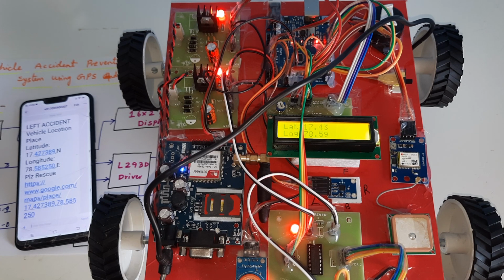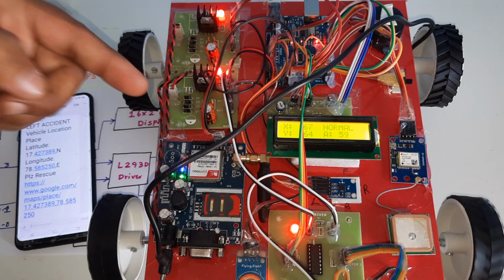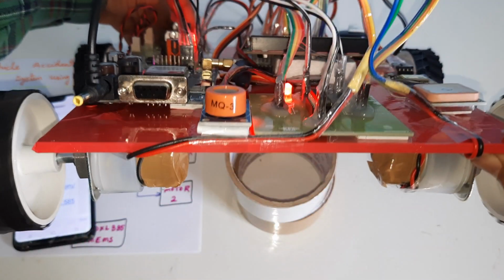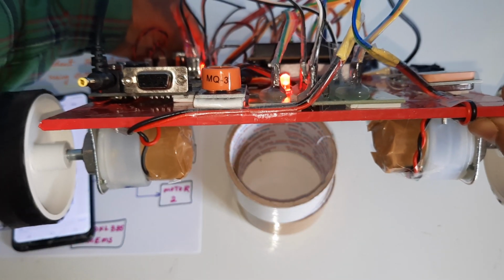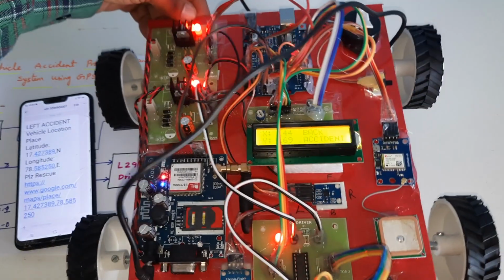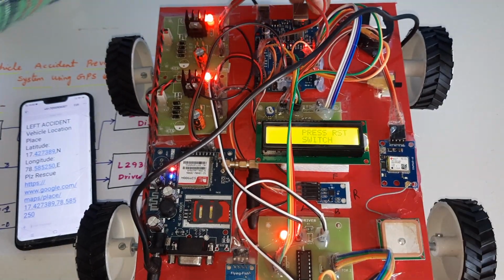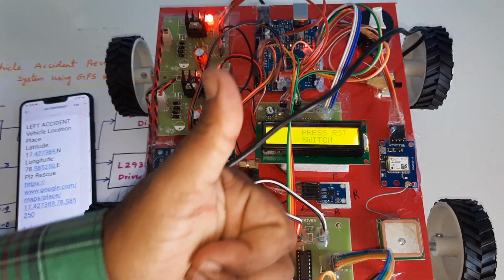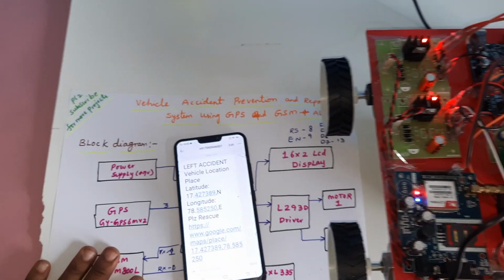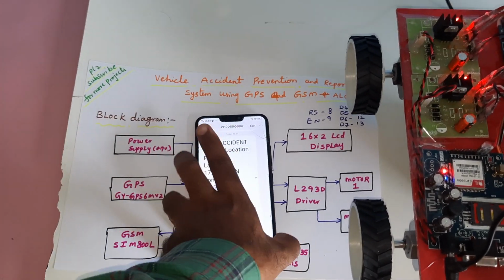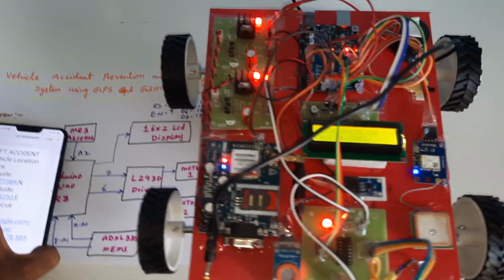Vehicle accident prevention, accelerometer and alcohol detection, latitude value, longitude value. GPS is okay, initializing GSM modem, initialized successfully. The motor is rotating. Now I'm going for the back exit. Back exit. Now I'm pressing the reset button. Thank you, and this is our block diagram, and this is our hardware kit.